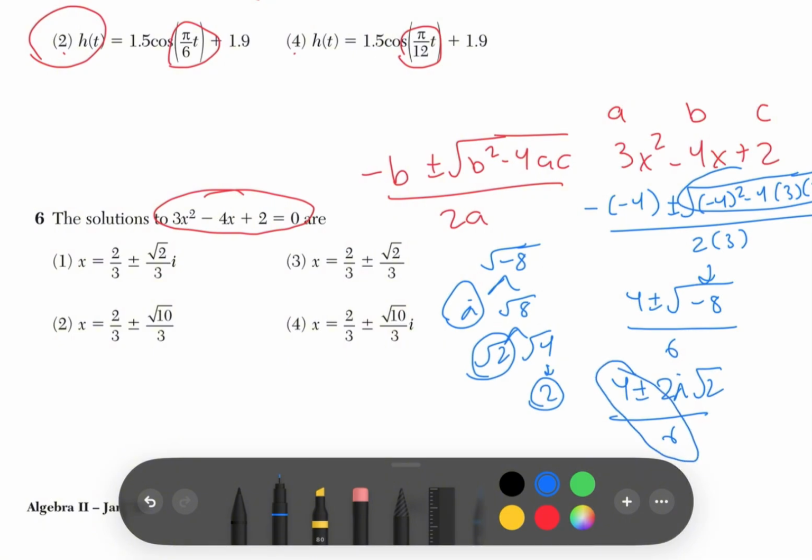Then we just simplify. So 4 over 6 is going to simplify to 2/3 plus minus 2i over 6 is going to simplify to radical 2/3 i. So our answer is going to be 1.